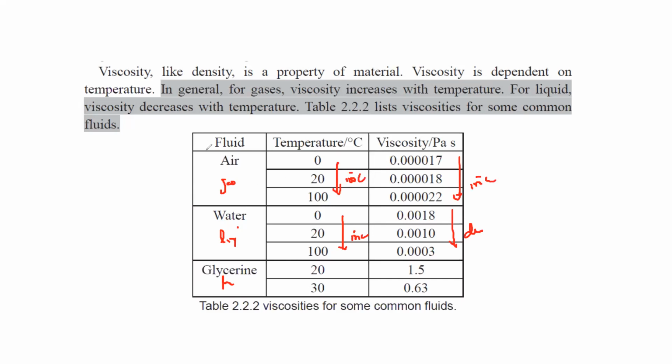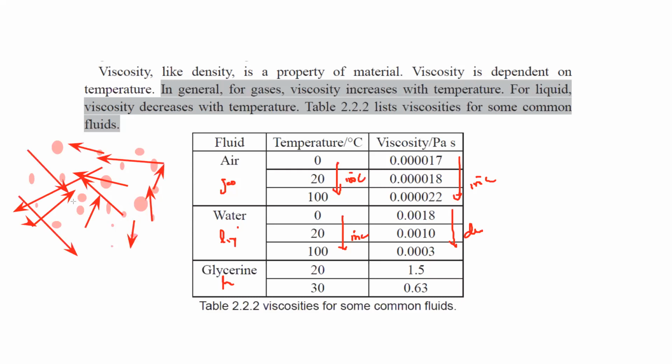What is the reason? Because for gases, the particles are moving randomly. So the moment we increase the temperature, the particles will move faster. As these particles move faster, they are not able to flow. Random motion increases and the flow decreases. That's why for gases, as we increase the temperature, viscosity increases. But for liquids, it is opposite: an increase in temperature reduces the viscosity.